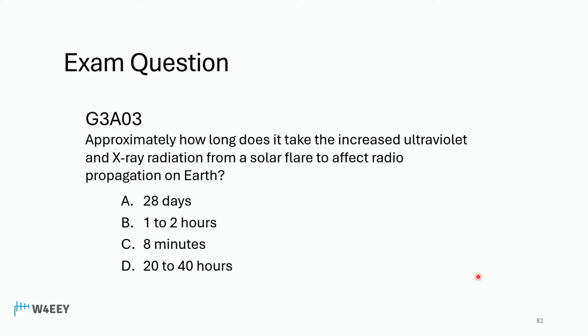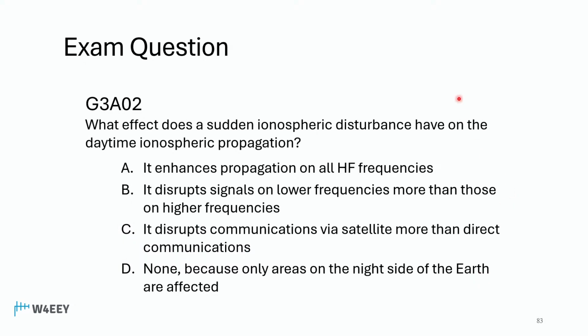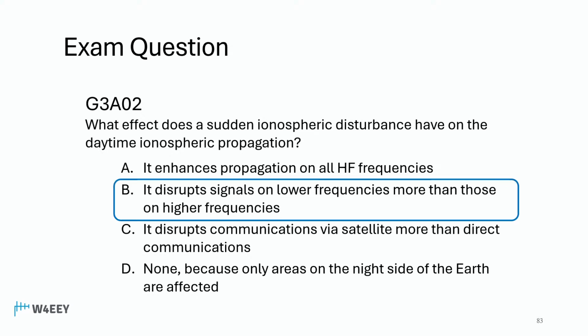Approximately how long does it take the increased ultraviolet and X-ray radiation from a solar flare to affect radio propagation on Earth? Charlie. Yep, the solar flare, that's light. Light takes 8 minutes to get to us from the sun. What effect does a sudden ionospheric disturbance have on daytime ionospheric propagation? Bravo. Yeah, it is Bravo. It disrupts signals on lower frequencies more than those on higher frequencies.